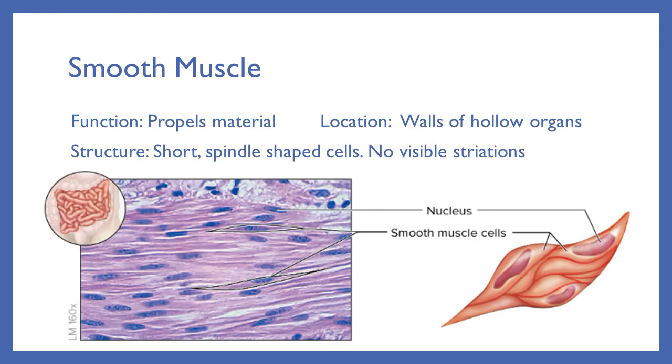Smooth muscle is involuntary, and it propels material through your organs. We find it lining the walls of hollow organs, especially those that are tube shaped. These are short, spindle-shaped cells with no visible striations, and when they contract as a whole, they can narrow the diameter of a tube, allowing us to propel material through that tube, or to mix or churn it, maybe even to create a sphincter and close off a section. So there's a lot of control there, but we don't see skeletal-type movement.